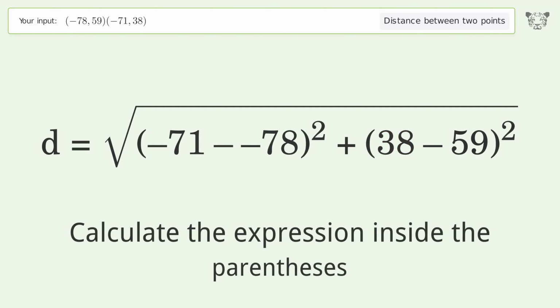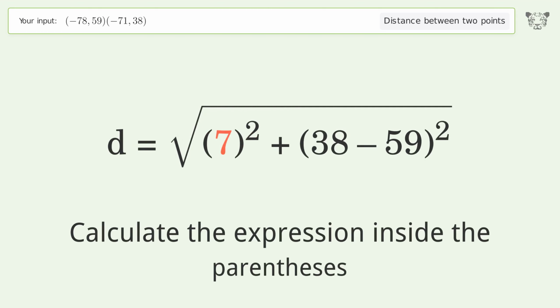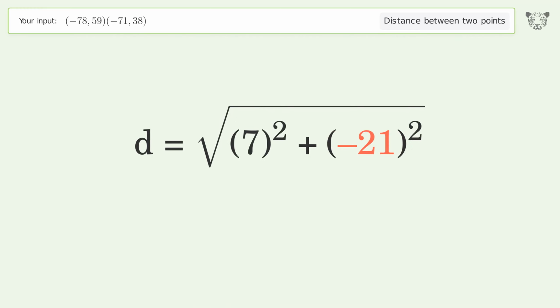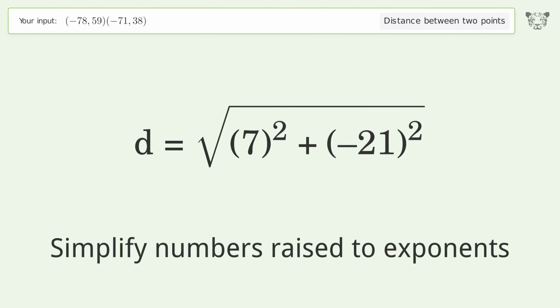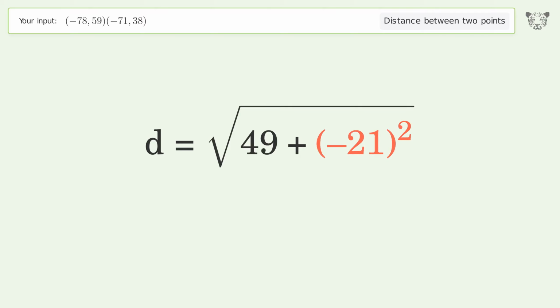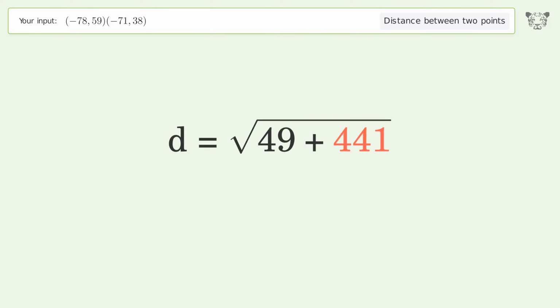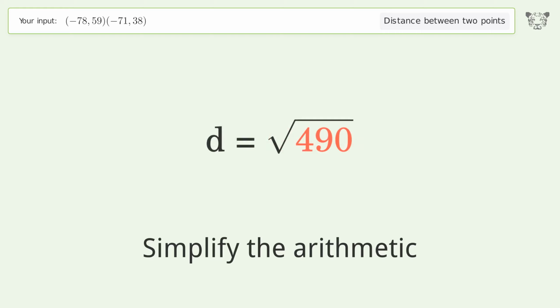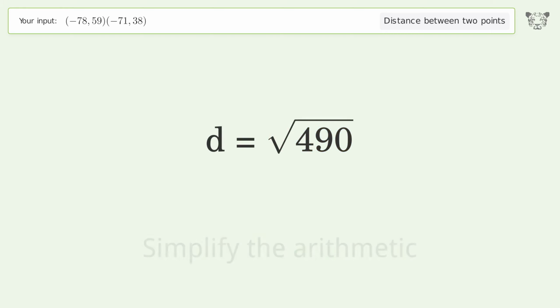Calculate the expression inside the parentheses. Simplify numbers raised to exponents. Simplify the arithmetic. And so the distance between the 2 points is the square root of 490, or 22.136.